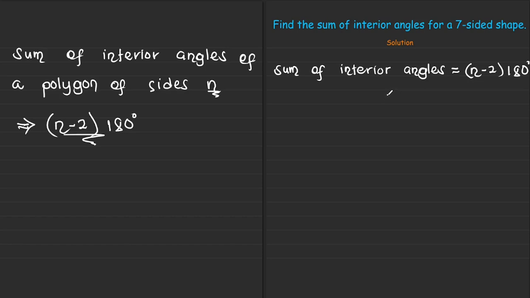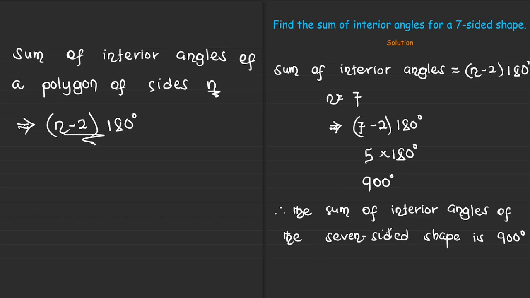So with our formula written, we then determine what our n is. We know our n is equal to 7. So it simply implies we have 7 minus 2 then times the 180. 7 minus 2 gives us a 5. So we have 5 times 180, and 5 times 180 gives us 900. So it simply implies that the sum of interior angles of the seven-sided shape is 900 degrees. So you finish with your conclusion, and that will be all.